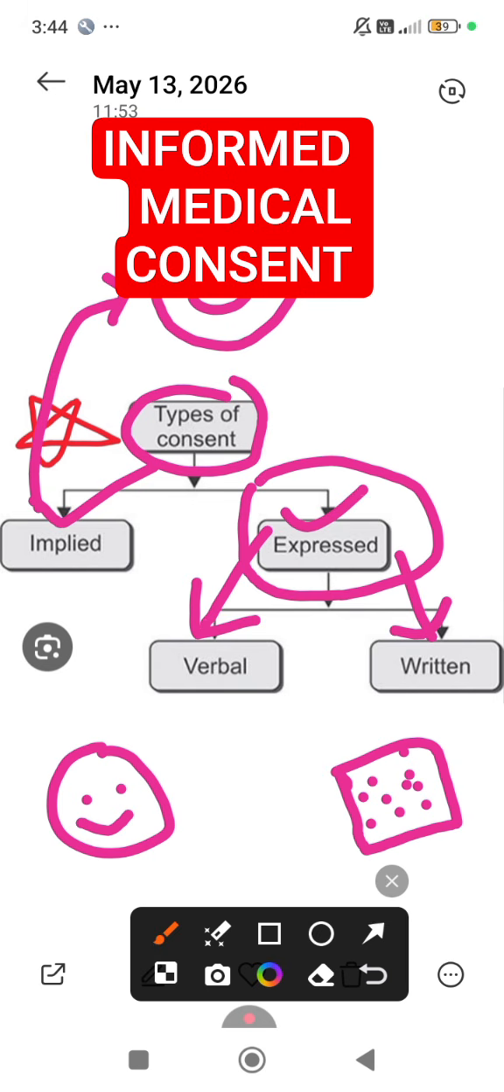So for an example, just focus on the example. Suppose a patient has appendicitis and he needs an appendectomy. At that time there is a need for written informed consent. The consent will be taken by the surgeon, of course, surgeons or physicians, especially the surgeon if surgery is needed.